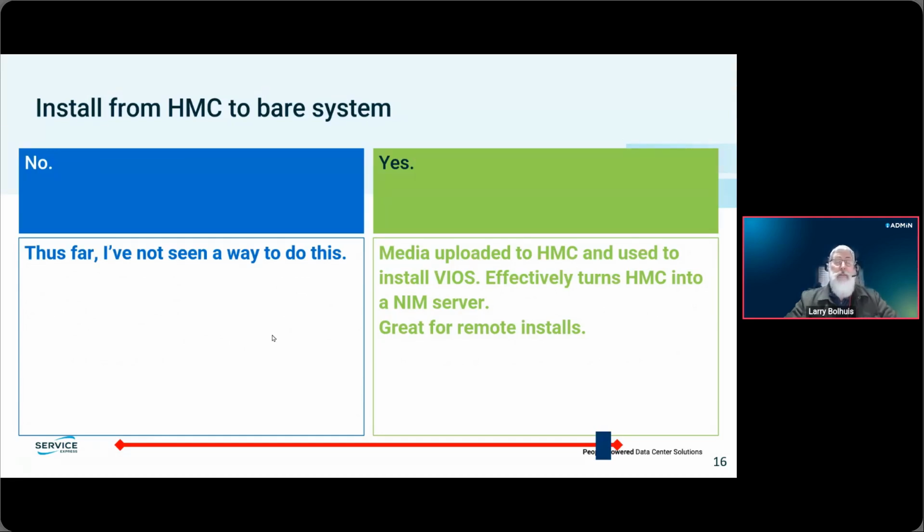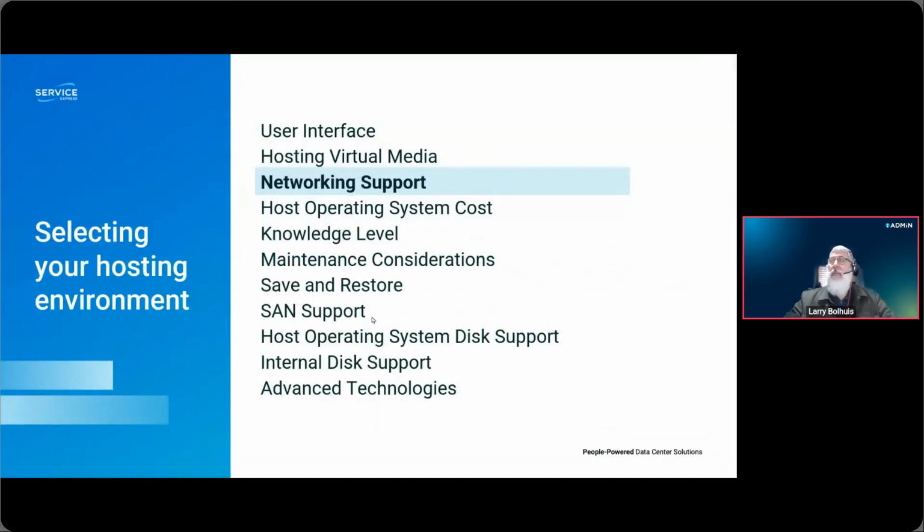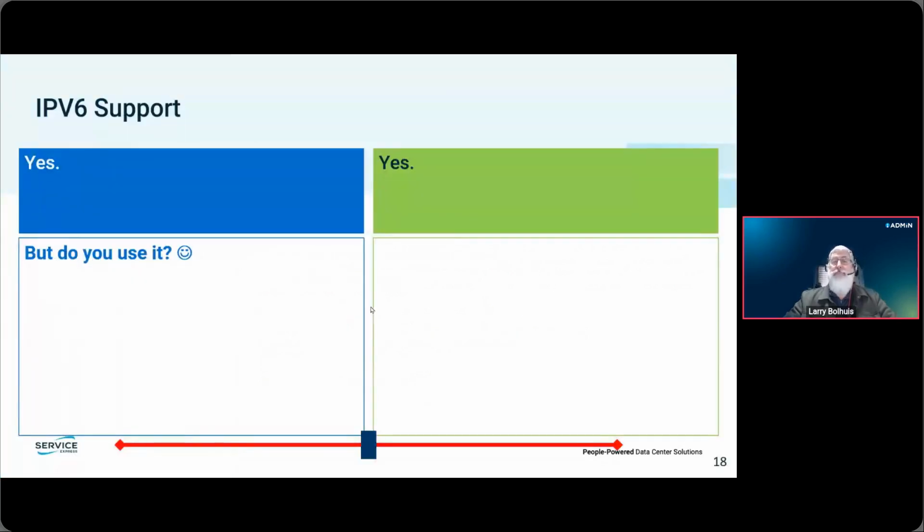And I have, in fact, built an entire VIOS and AIX machine for a customer that I never saw the machine. They got me on the HMC. We were able to upload the media to the HMC, install the VIOS from there, and it effectively turns that HMC into a NIM server at that point. And it's great for a remote install. So from that perspective, VIOS gets the nod significantly there. But this is an install thing, not a daily operational thing. So let's look at something a little bit more normal, networking support.